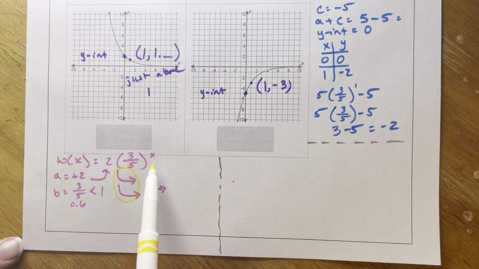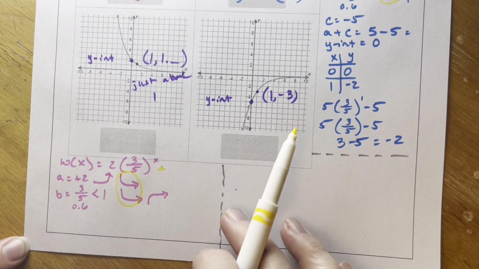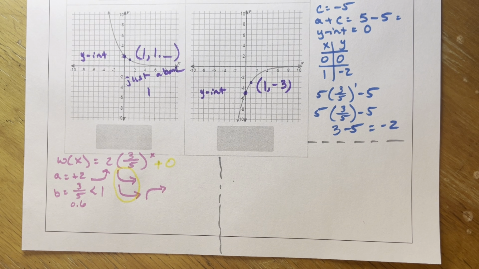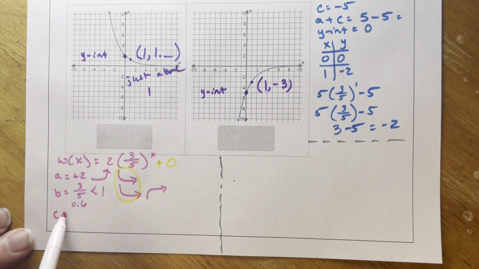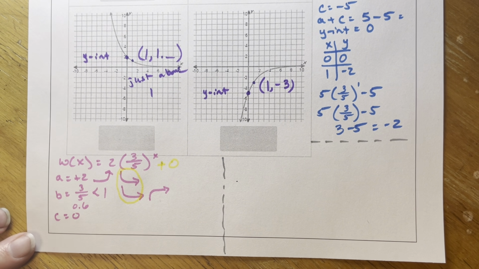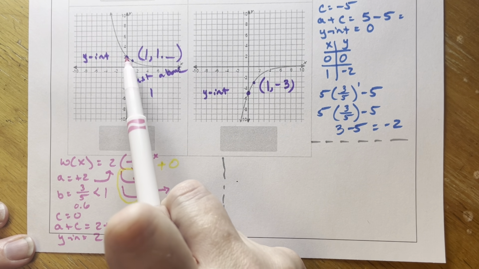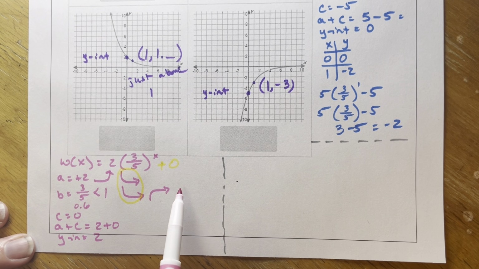So I don't have a c added or subtracted at the end of our equation. That tells us that c is equal to 0. And we know from a plus c that we can find our y-intercept. So our y-intercept is equal to 2 plus 0, which is 2. And hey, that is the y-intercept on our graph. That's helpful. We are again verifying.